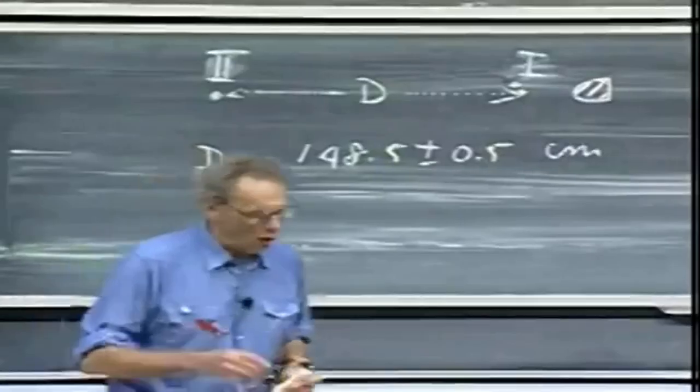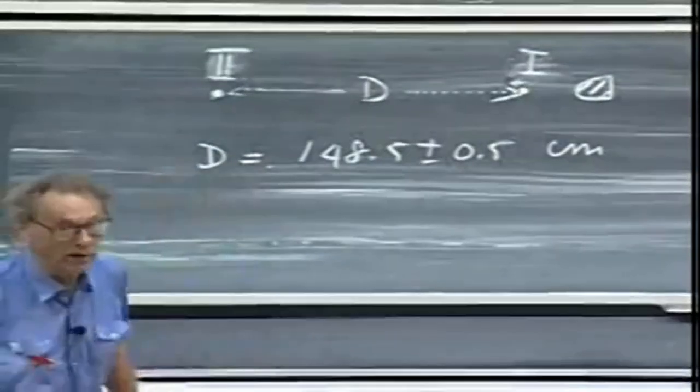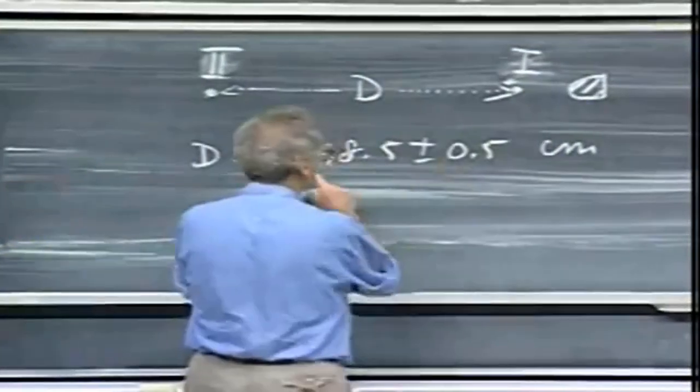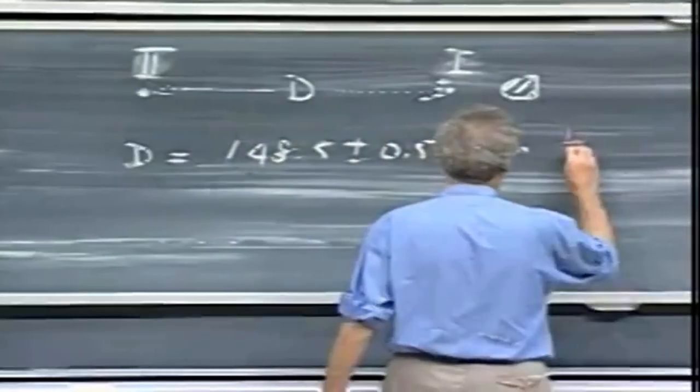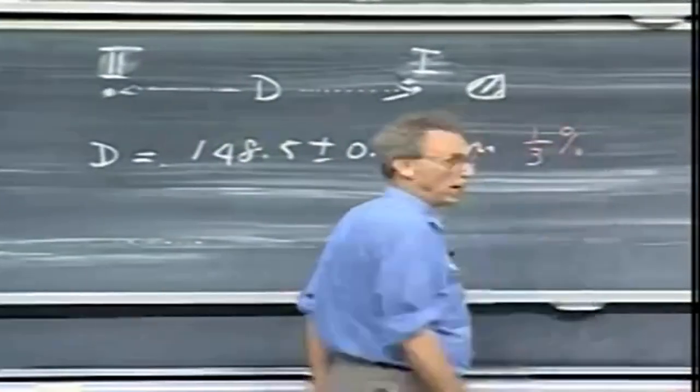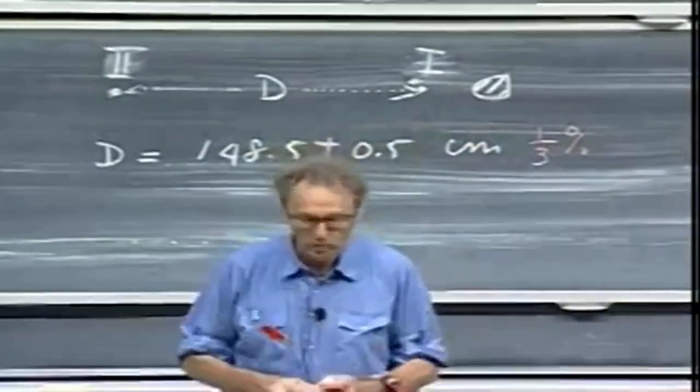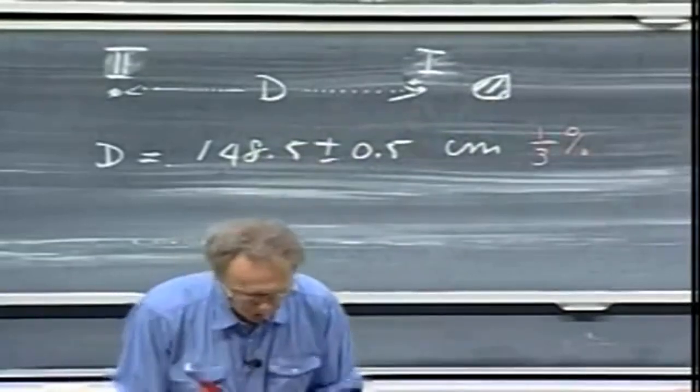I want you to appreciate that this is a very small percentage error. This is only 5 parts out of 1500. That is 1 out of 300. So that is only a 1/3% error. That's very small. That's what we call the relative error.